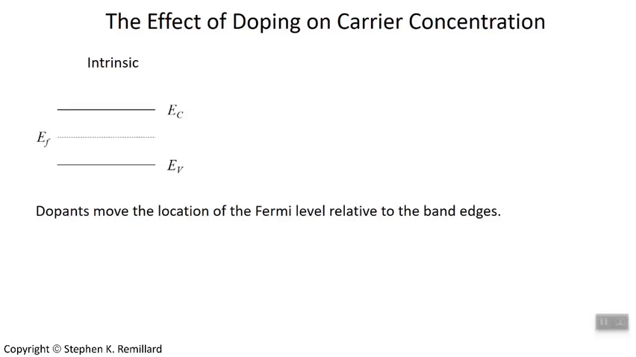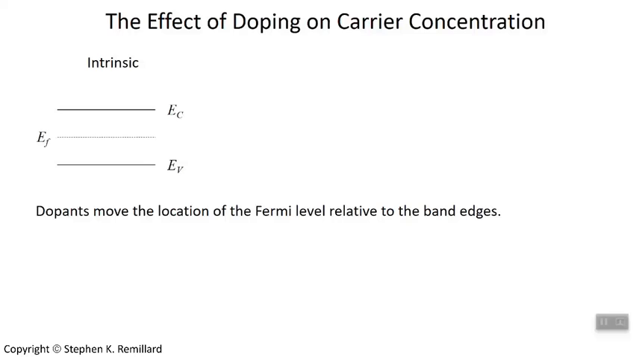The purpose of doping a semiconductor is to add charge carriers, electrons or holes. You can dope it in such a way that either electrons or holes are added, or you can dope it such that both are added. I have the band diagram for an intrinsic semiconductor shown here, where the Fermi energy is very close to halfway between the valence and the conduction band edges.